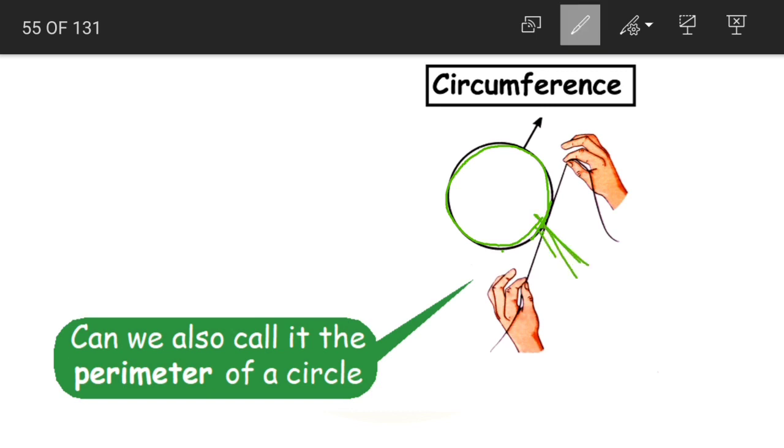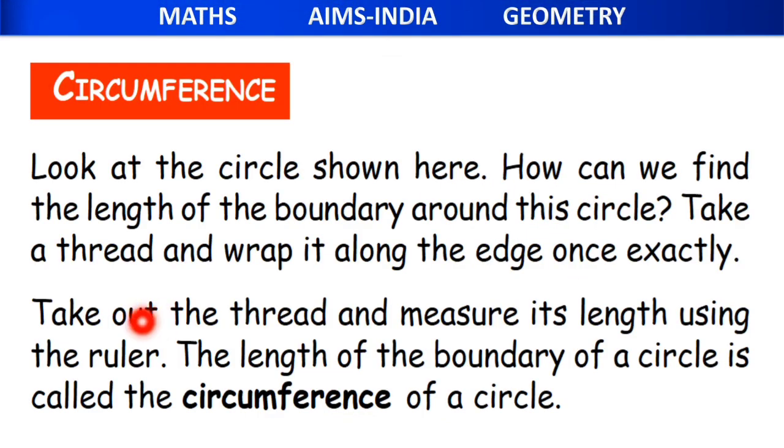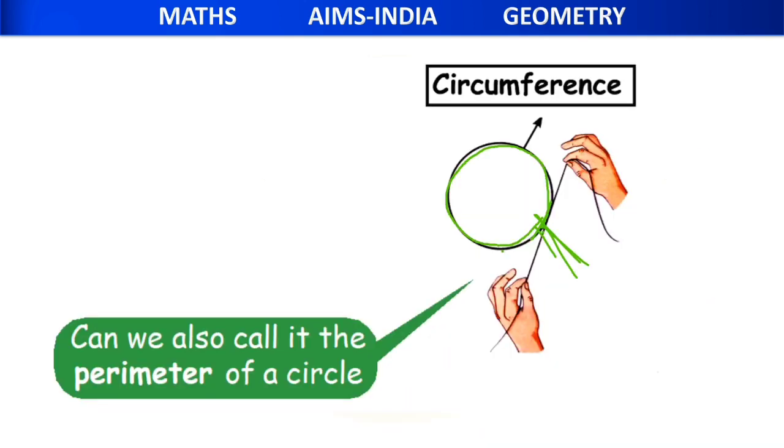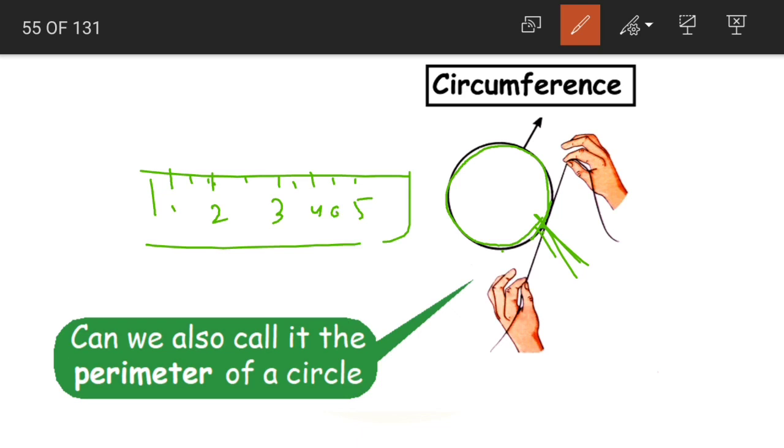Now after cutting, what will we get? We'll get a piece of thread which is equal to the length of the boundary of our circle. Yes or no? Now take out the thread and measure its length using the ruler. The length of the boundary of a circle is called the circumference of a circle. So what should we do? We have this piece of thread, right children? Now using a ruler. A ruler is nothing but a scale. So using a scale, measure the length.